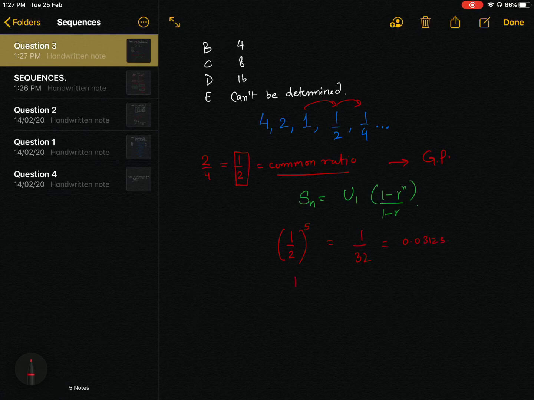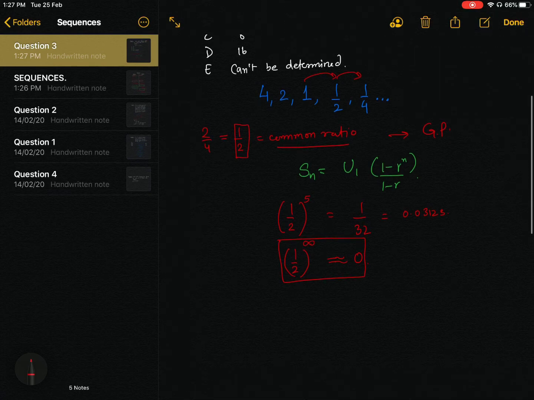So just imagine how small the whole number goes if you raise it with power of infinity. It can safely converge to 0. With this knowledge in mind, we'll try and solve this question.